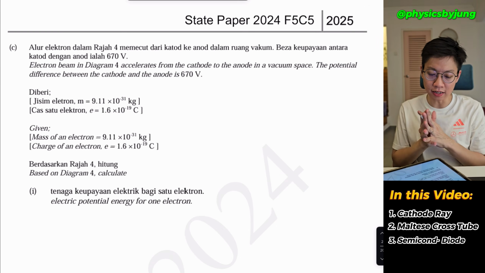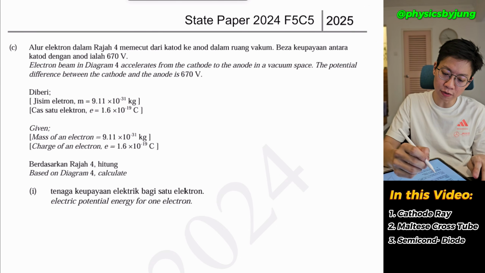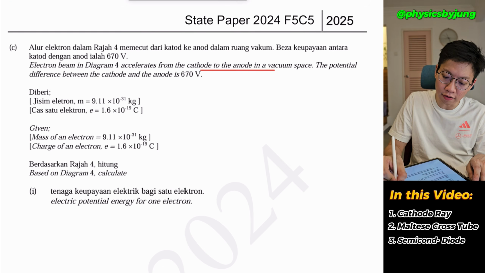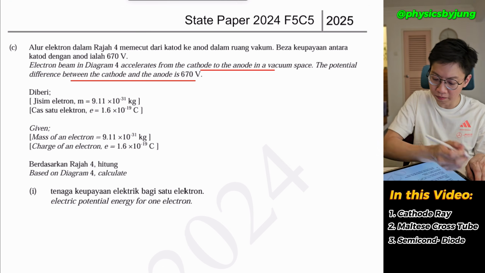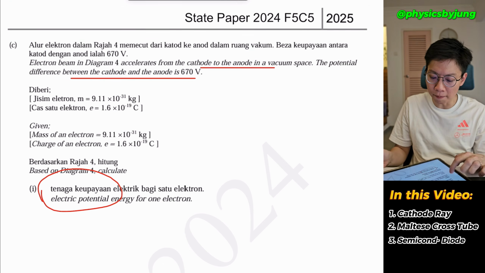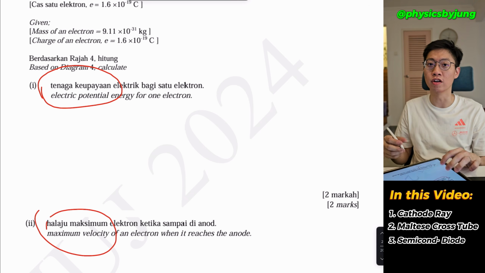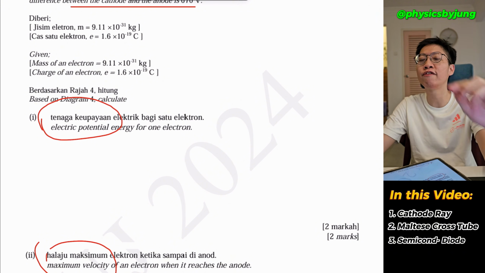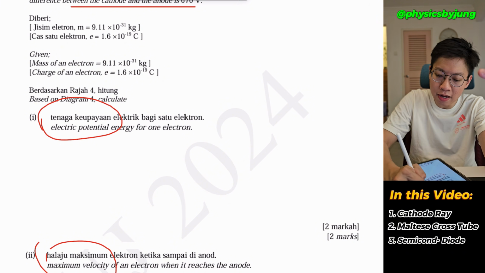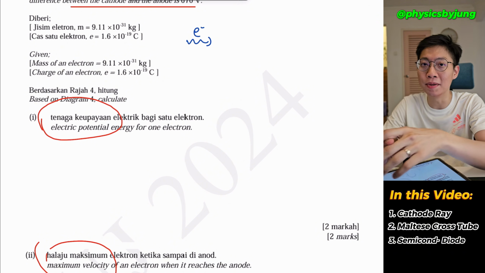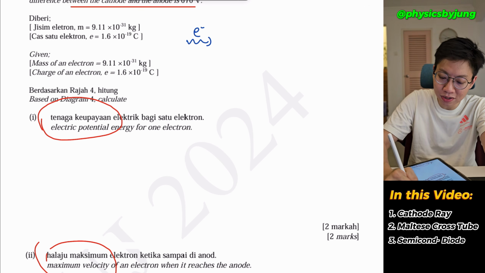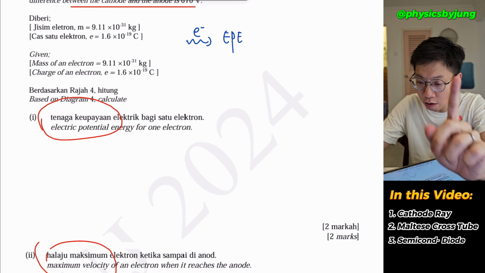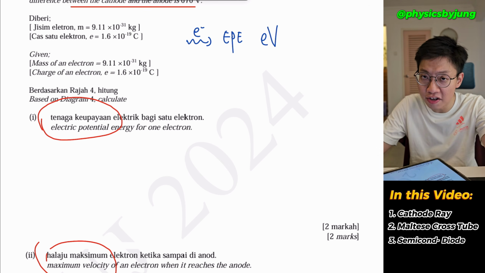Okay, now there's a calculation here. So they will say that it accelerates from cathode to anode. The potential difference is this much. Then they want you to calculate electrical potential energy and the maximum velocity. So in this subtopic, you have to understand that when your electrons are being accelerated, they are using this thing called the electrical potential energy. How to calculate it is eV.